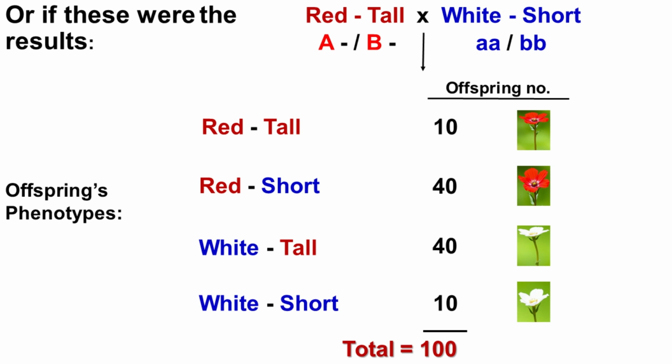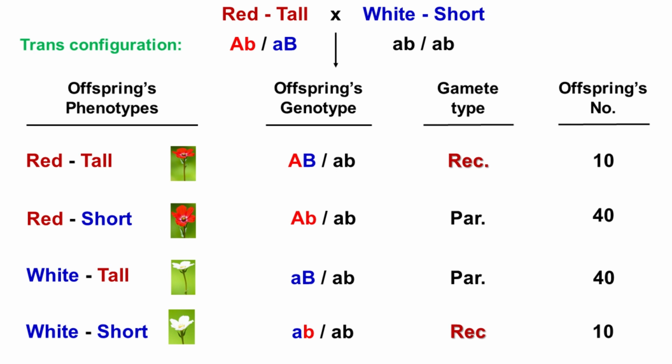The results may also be like this. Here, as mentioned in the previous case, the two genes are linked, but their configuration is different due to the offspring's parental types. We can conclude that based on the parental type offspring, red short and white tall, the red tall parent genes are in the trans configuration.